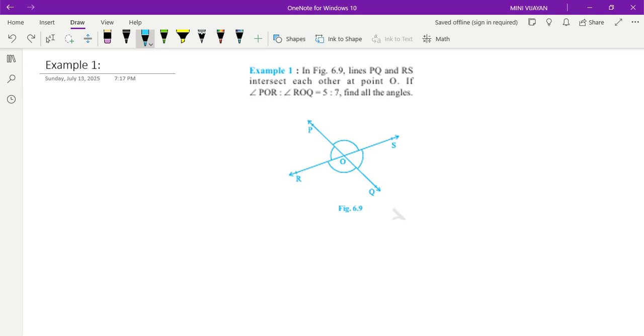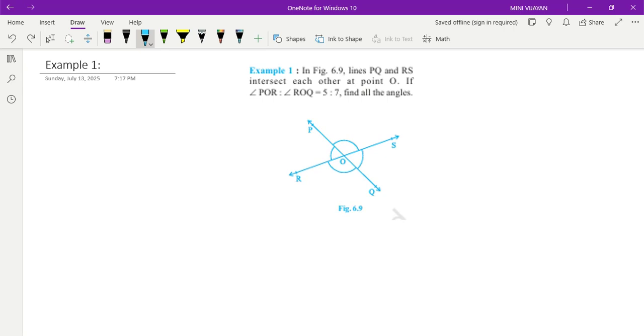So today I'm going to explain the first example of that chapter, using the properties, theorems, and axioms we have learned so far. The first example is: in figure 6.9, lines PQ and RS intersect each other at point O. We can see the figure here. So RS and PQ intersect at the point O.